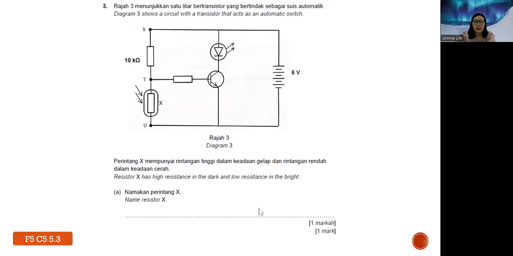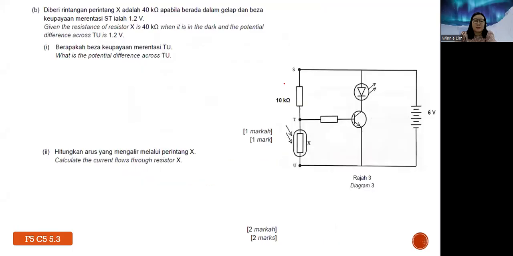As you can see, it has a resistor symbol, which is a rectangle shape, and then you have the arrow at the side that points towards it. So this refers to a light dependent resistor. This is the basic idea, so they ask you to name it. You just write LDR in short, light dependent resistor.